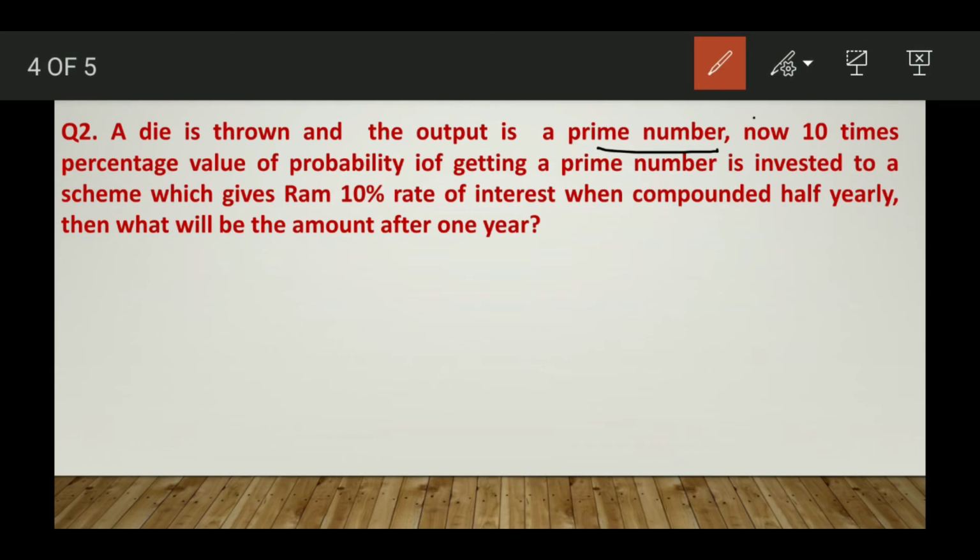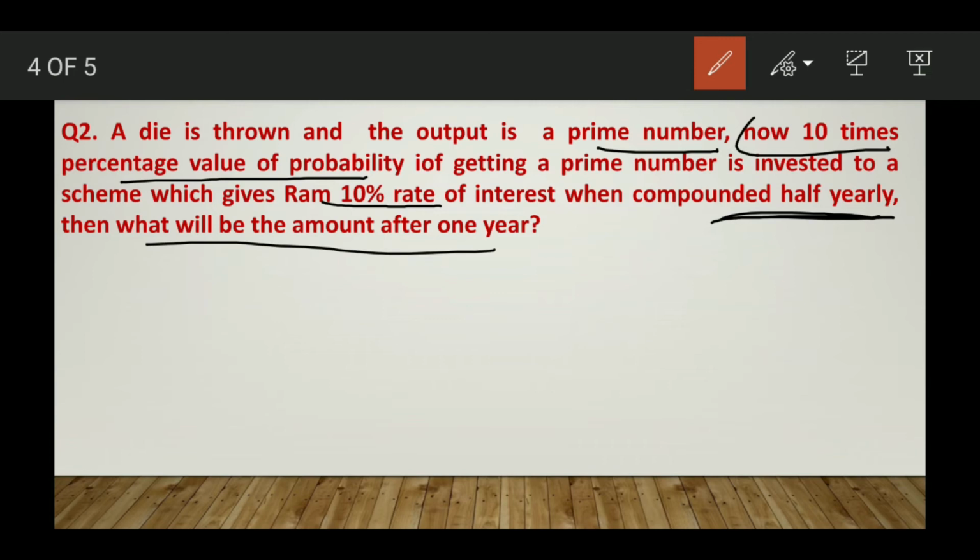Now this 10 times of the percentage value of probability of getting a prime number is invested to a scheme which gives 10% rate of interest when compounded half yearly. So what will be the amount after 1 year?